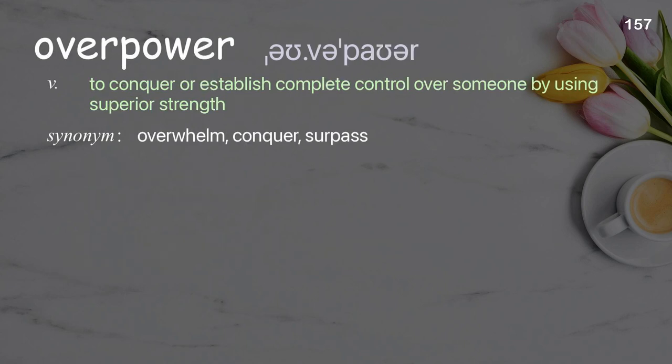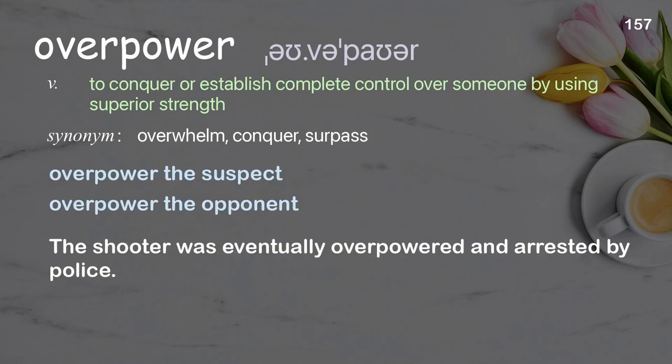Overpower: to conquer or establish complete control over someone by using superior strength. Examples: overpower the suspect, overpower the opponent. The shooter was eventually overpowered and arrested by police.